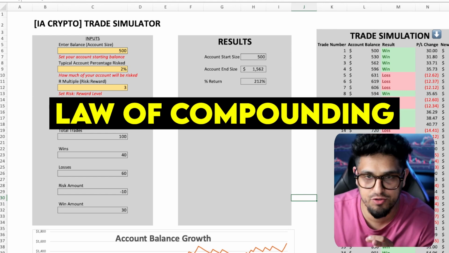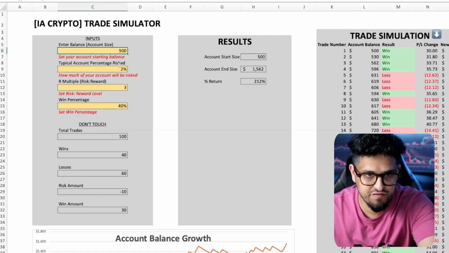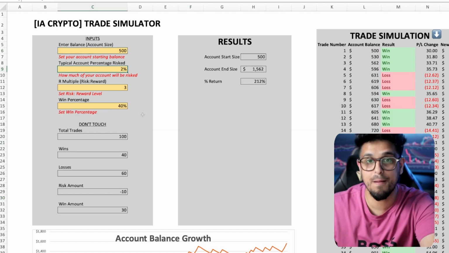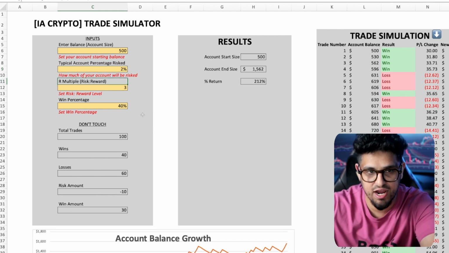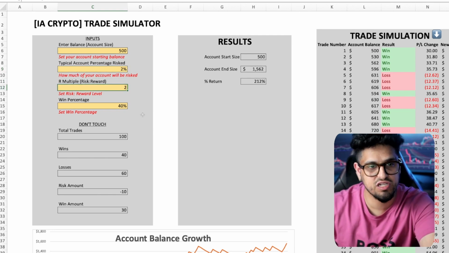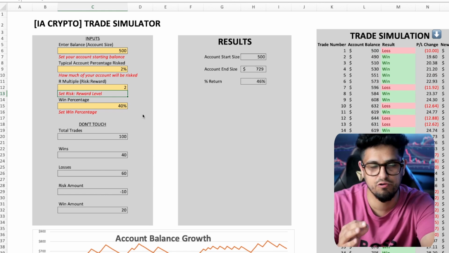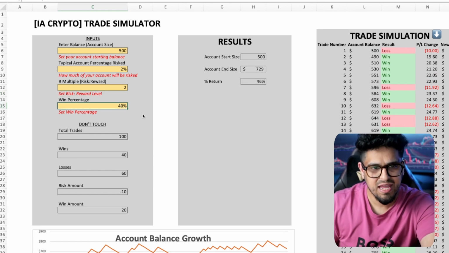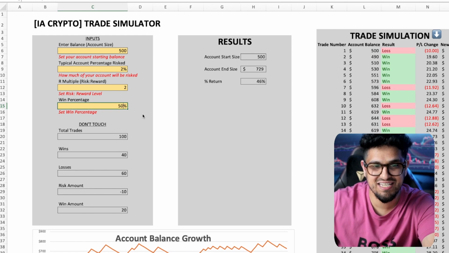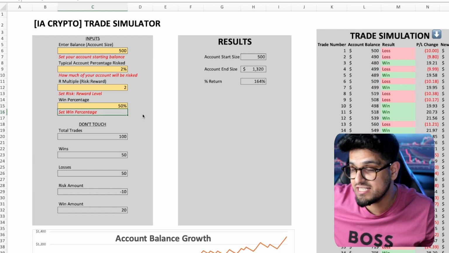So I went ahead and I built this simulation for you guys. So we enter $500 in our account. 2% is the amount we want to risk in any one given trade. We're going to go for a 2 on the risk multiple. 3 is too much. We'll pick a 2 risk to reward multiple. And we're going to say that our win percentage is 50%. In other words, it's the flip of a coin.